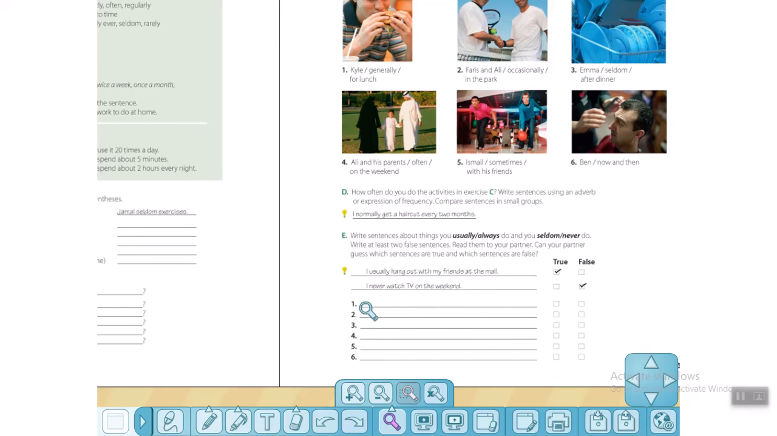For example, you can write, I usually play football on the weekend. And let a friend answer. He knows too many things about you. He will say if it's true or false. So write sentences about yourself and let a friend who knows you very well answer if it's true or false. Okay? Let's move to another part.